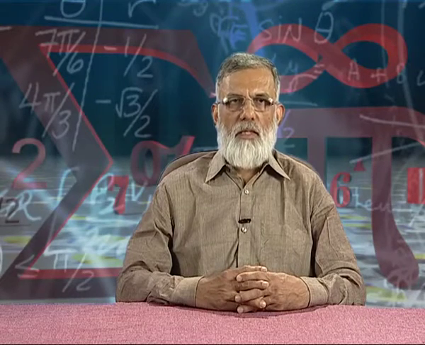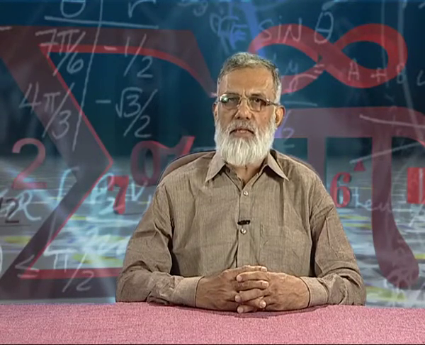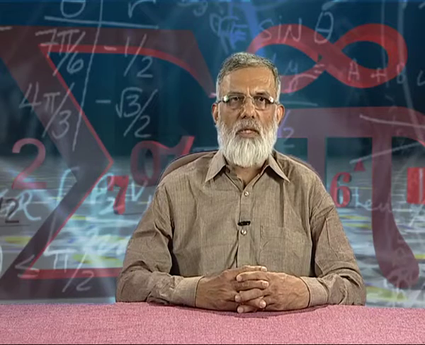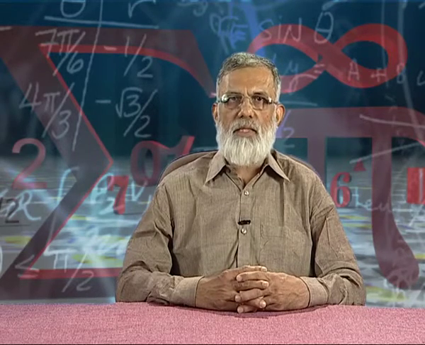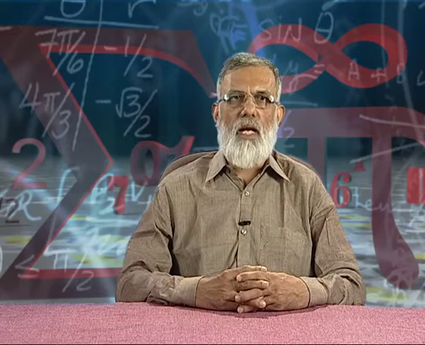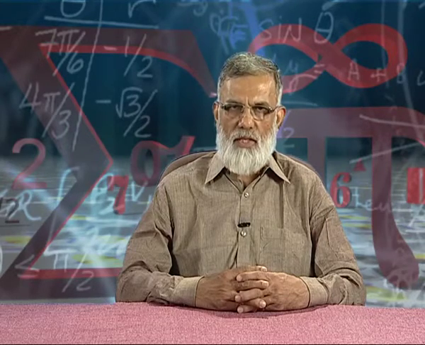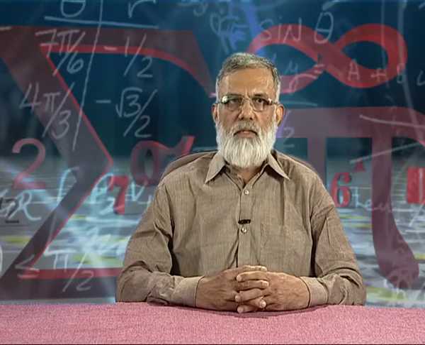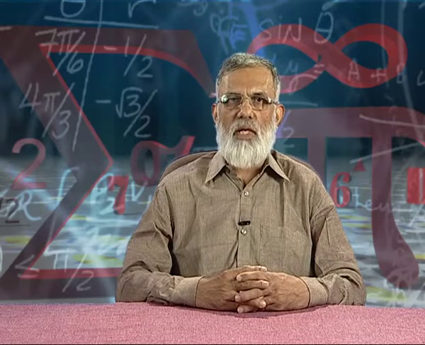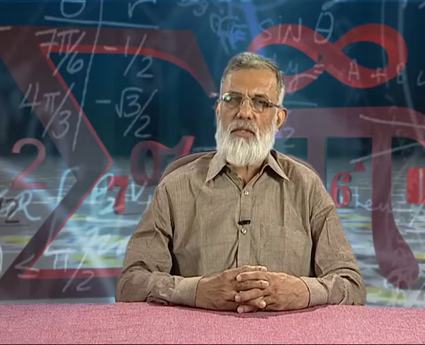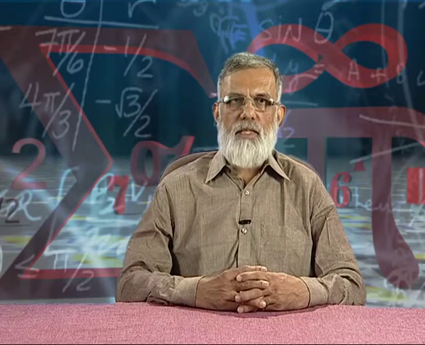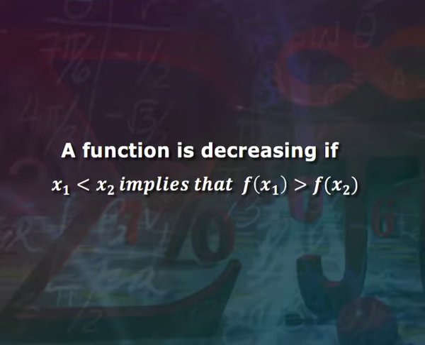Similarly, if a function produces successively smaller and smaller values when we take successively larger and larger values from the domain, we say that the function is monotonically decreasing or simply decreasing. That is, a function is decreasing if x1 < x2 implies that f(x1) > f(x2).